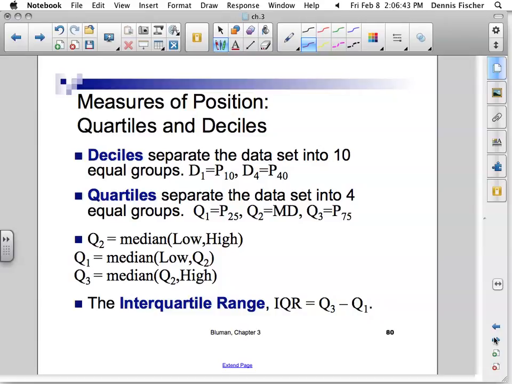Decile 1 is your 10th percentile. Decile 2 is your 20th percentile. Decile 3 is your 30th percentile, and so on. Quartiles separate your values into quarters, or you should know them from before.